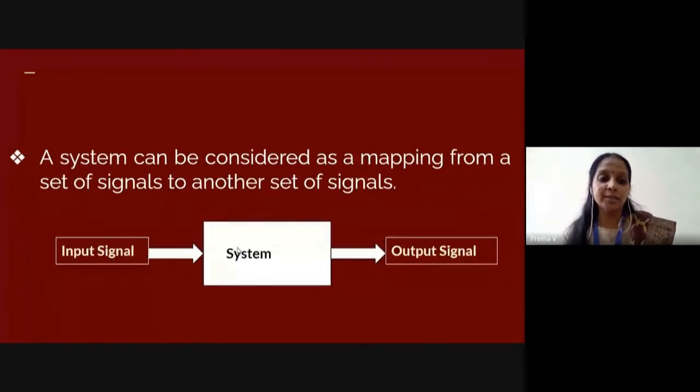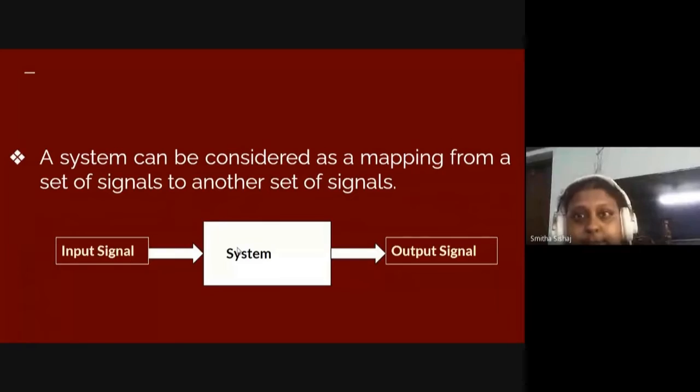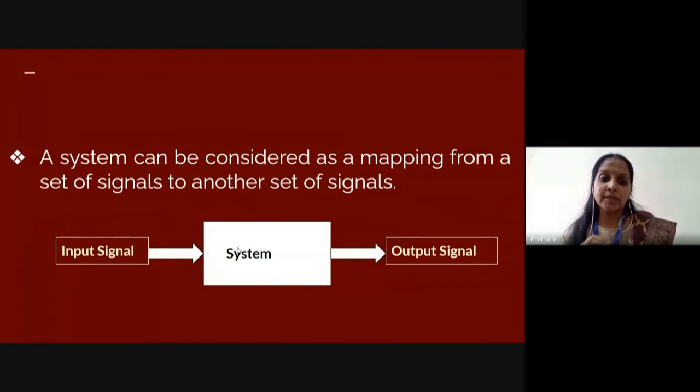So my part is describing a system. By basic definition, a system can be considered as a mapping from a set of signals to another set of signals. That means any system can take an input signal and process it and give another signal as an output. So this is basically the definition of a system.